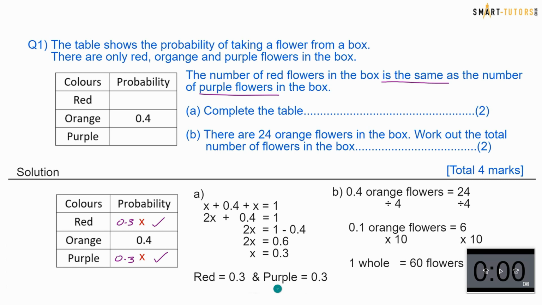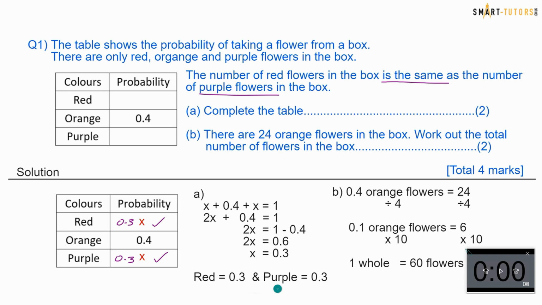Second question, there are 24 orange flowers in the box. So orange flowers are 24, right? You have to make a statement here: 0.4 probability, orange flowers is 24. Make the 0.4 into a 0.1 by dividing by 4 on both sides. So 0.1 probability is giving us 6. Then times it by 10 on both sides, to make the probability 1 whole. So the whole together, 60 flowers are going to be there.